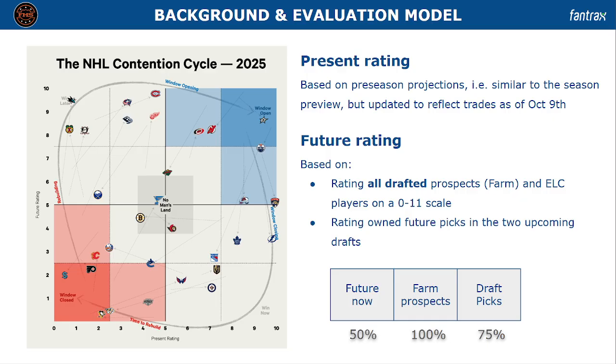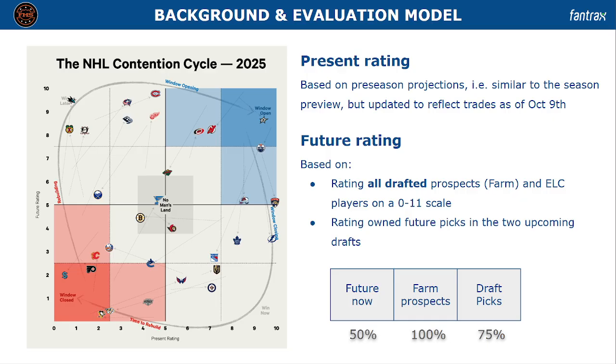The future now part includes players on entry-level contracts and farm players who are either above 40 games played, so basically they are no longer eligible for the prospect draft. And also included here are farm players who are slated to play major roles for their respective NHL teams in this coming season, like for example Ivan Demidov for the Montreal Canadiens. So these are here, and they are weighted at 50%.